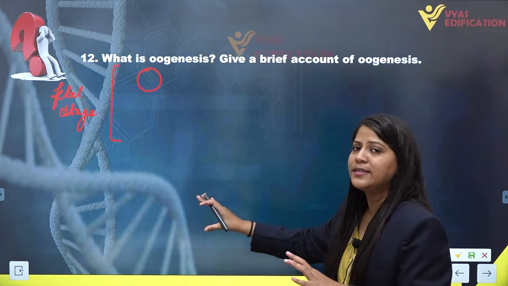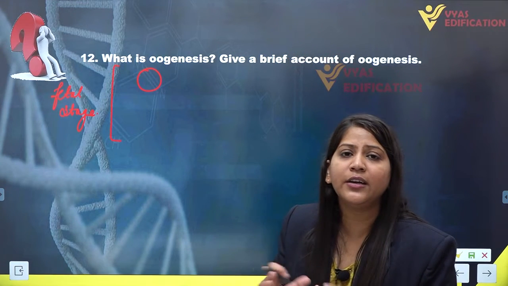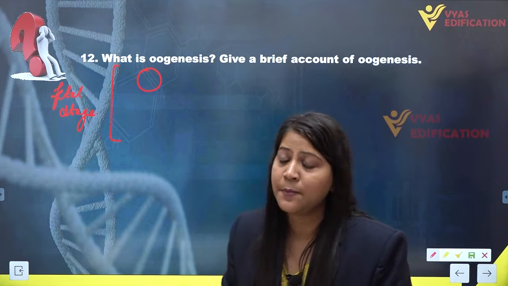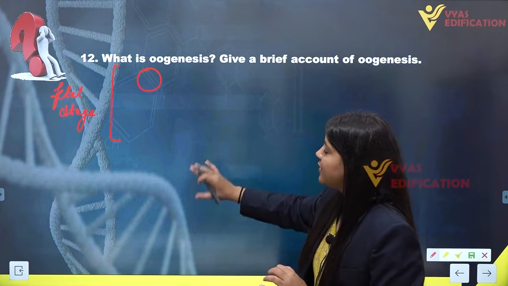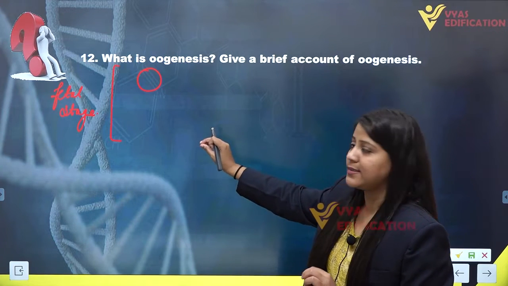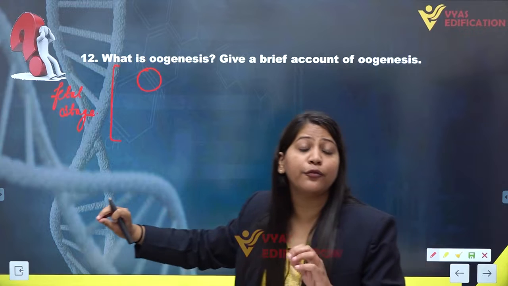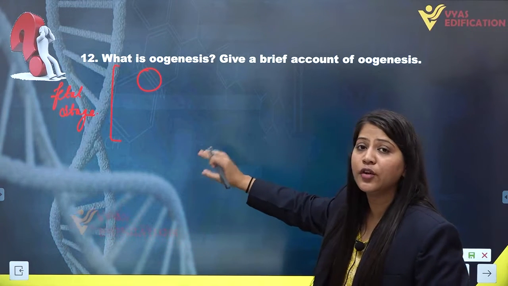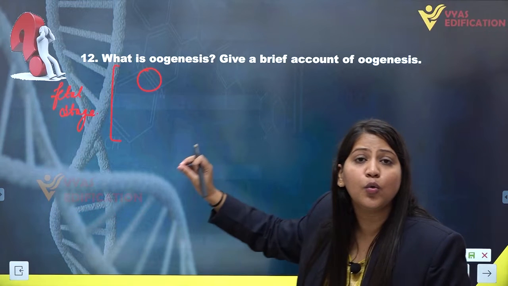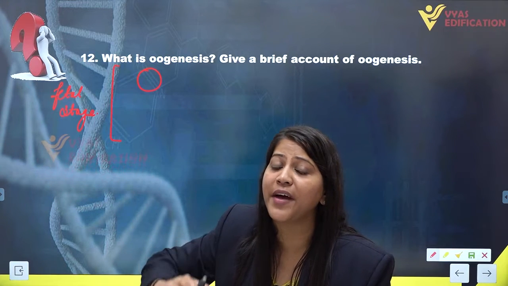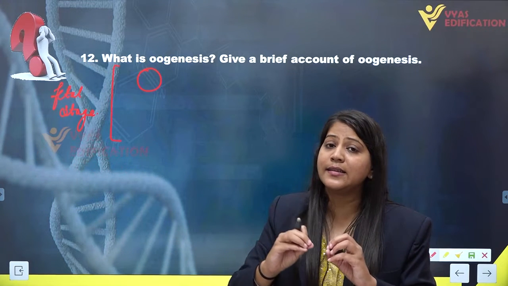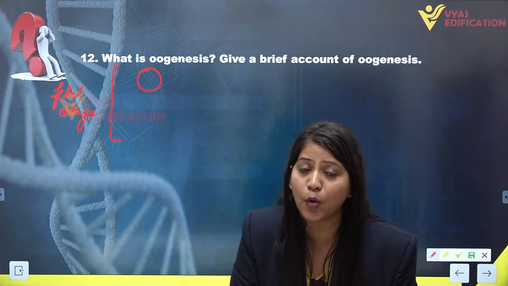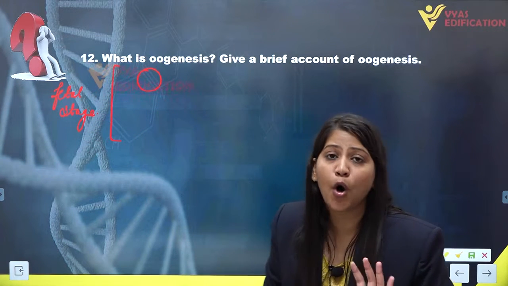Basically, this oogenesis is somewhat related to folliculogenesis. So we are taking oogenesis here. This oogenesis, the formation of egg cell, the formation of ovum, happens inside the ovaries of a female, and it occurs inside the follicles only, which are present in the ovaries.